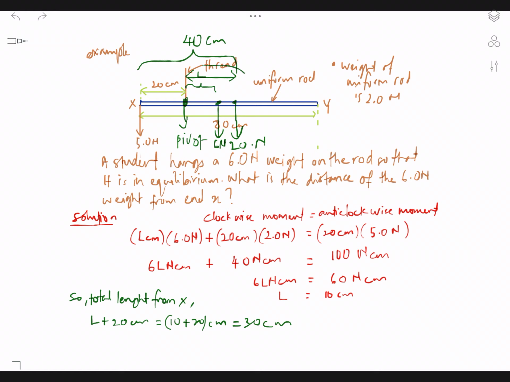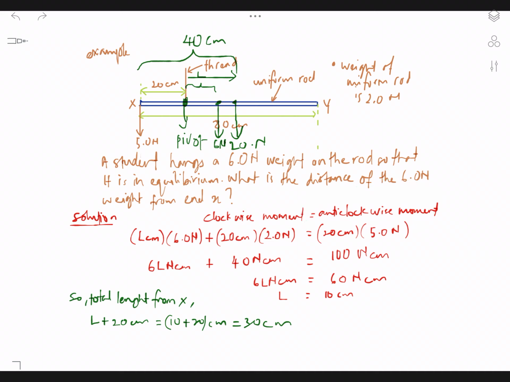Okay, this length, 20 centimeter, multiplied by 2. 2 is the perpendicular force. And then we need to find out the anti-clockwise moment. Anti-clockwise moment is this one, because it will go this way. This is anti-clockwise. For the clockwise moment, it goes this way and this way. So let's go back to anti-clockwise, this one.